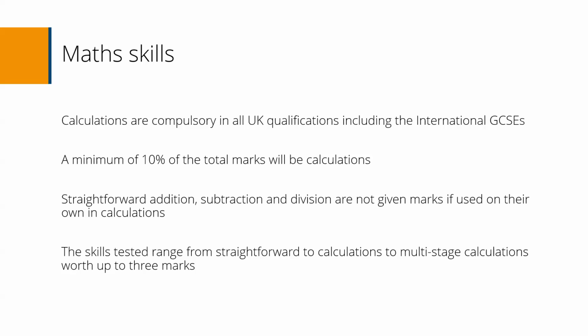Straightforward addition, subtraction and division are not given marks if used on their own. So what we're looking for is what's called level 2 maths, which is basically anything that appears in GCSE maths on the higher tier. So it's more complicated. There's a maths sheet in the delegate booklet. We looked at the maths sheet last time.